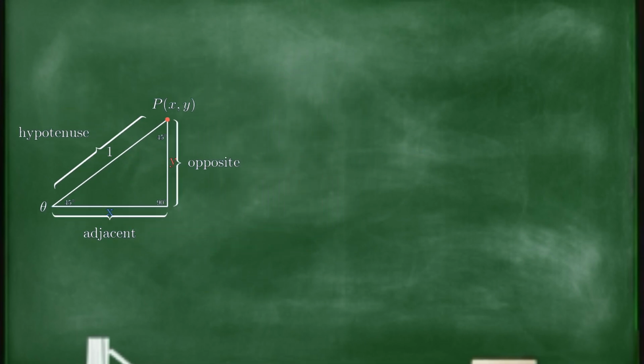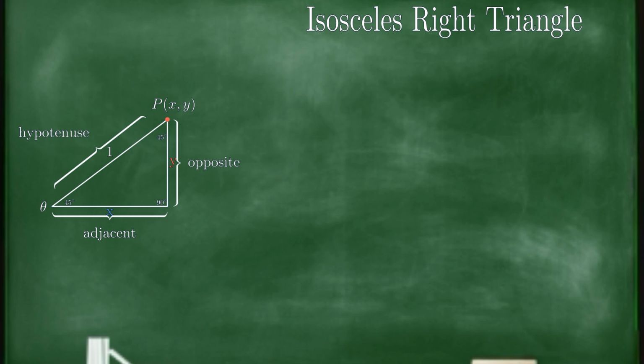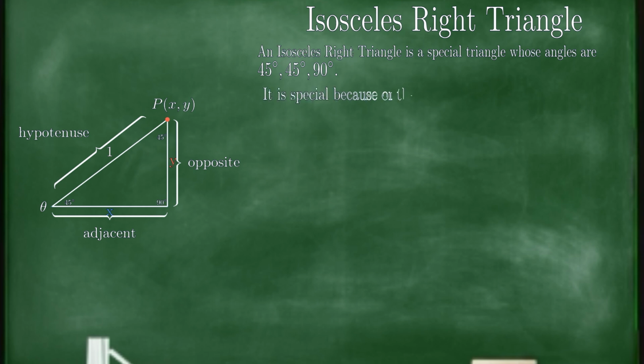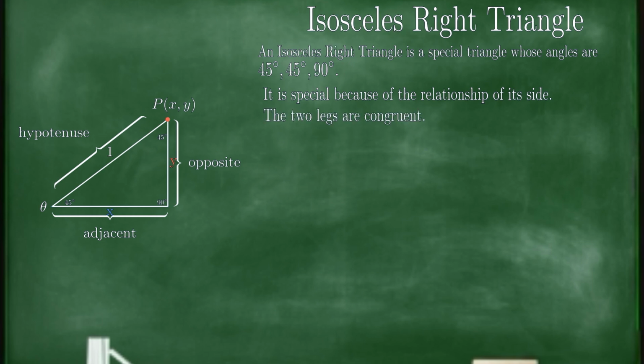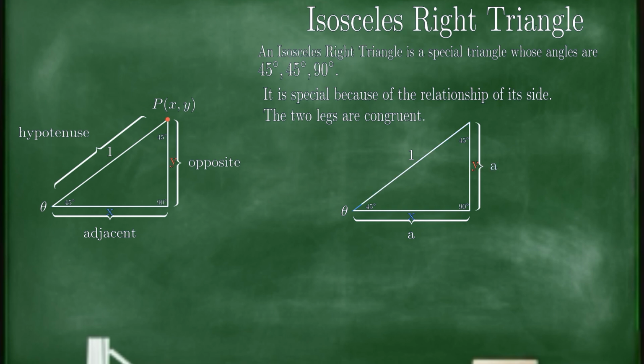The new figure that we have now is what we call the isosceles right triangle. An isosceles right triangle is another special triangle whose angles are 45, 45, and 90 degrees. It is special because of the relationship of its sides. The two legs here are congruent. So if our x is equal to a, our y is also equal to a. And again, the longest side is our hypotenuse.